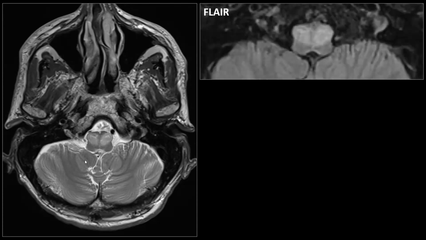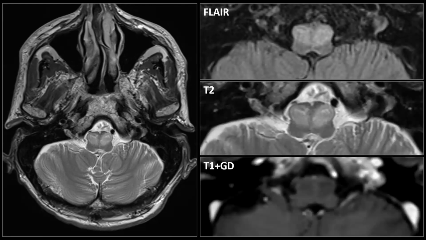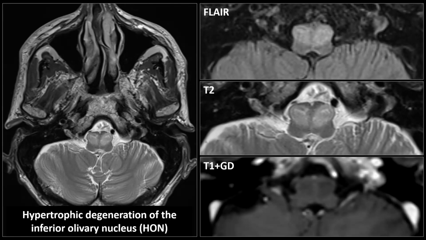Let's look at some magnified images. FLAIR, T2, and T1 with gadolinium, we see no enhancement whatsoever. These nodules are located in the olives, and this is what we call a hypertrophic degeneration of the inferior olivary nucleus. What is that exactly?